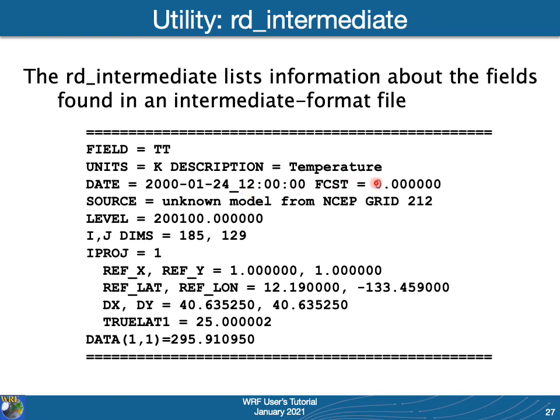It's from forecast hour 0 of some NCEP model, and this temperature field happens to be at level 2001. And if you recall from earlier in this lecture, 2001 is the code that's used in the WPS to indicate surface data. So this represents a surface temperature field. We can see that the field is dimensioned 185 grid points by 129 grid points, and it happens to be on projection number 1, which corresponds to a Lambert conformal projection, and it has a grid spacing of 40, in this case kilometers, so 40 kilometer grid spacing.